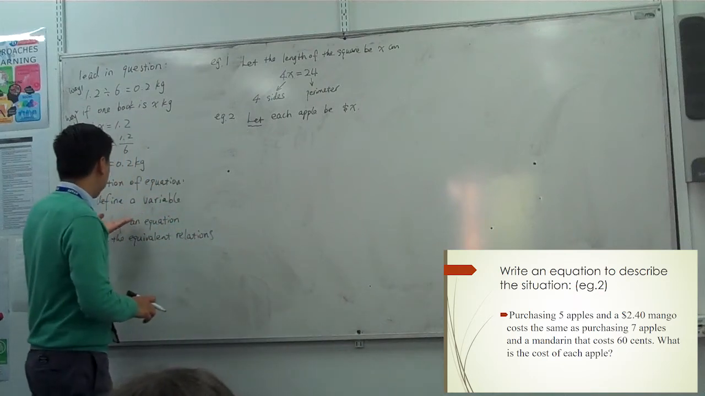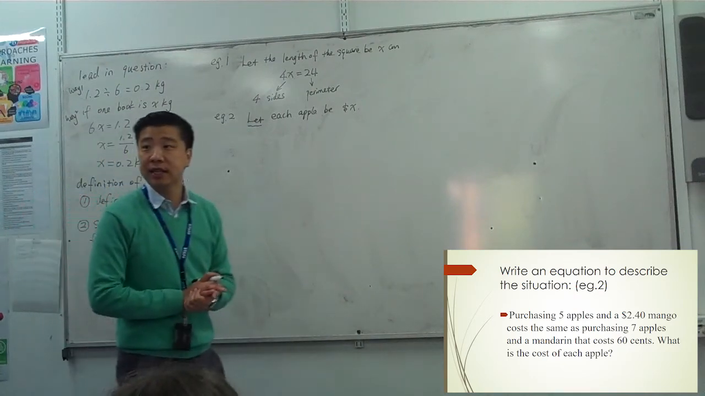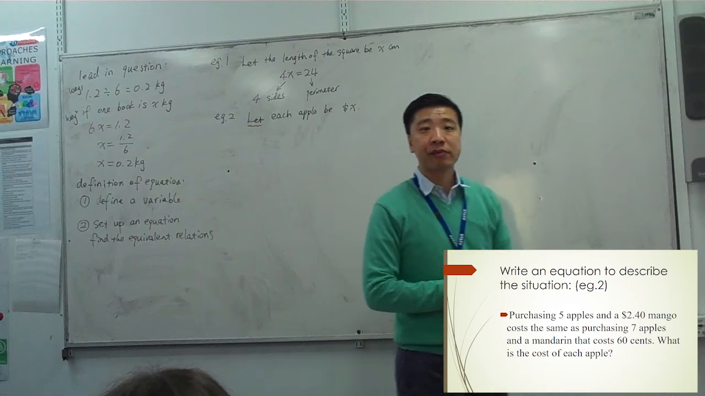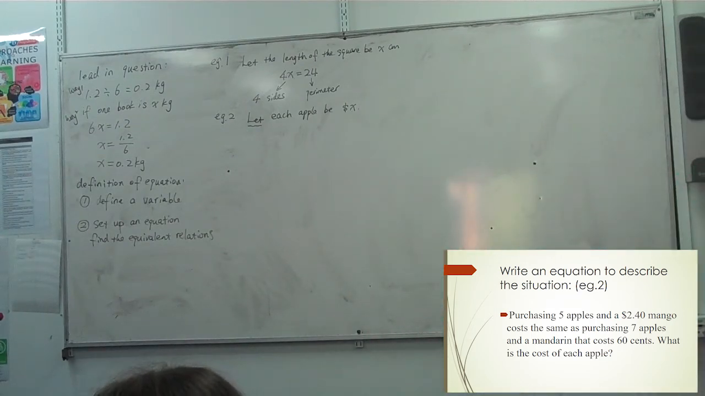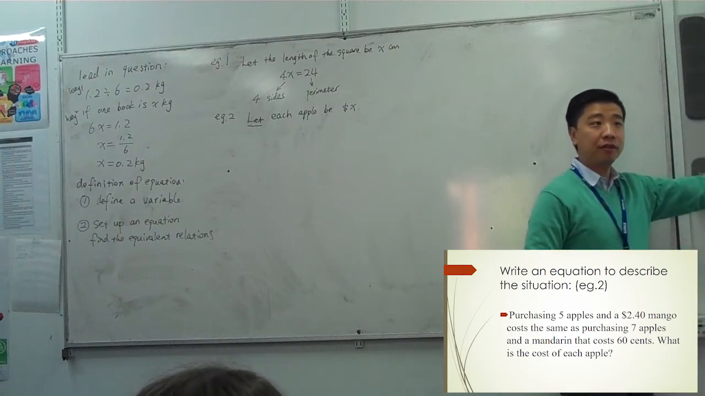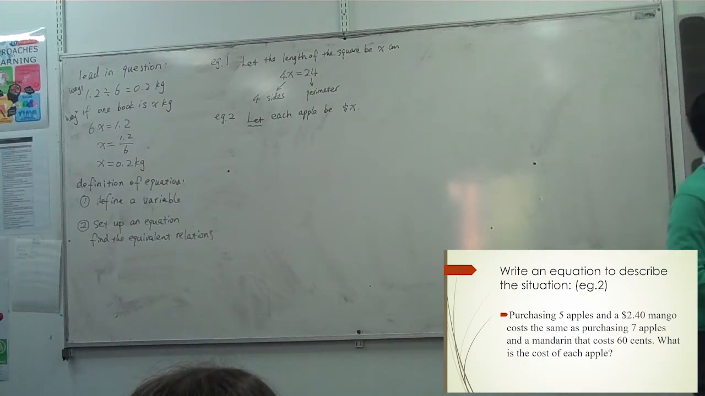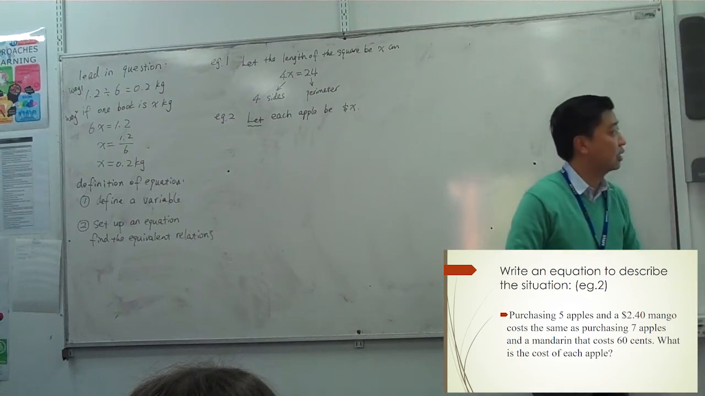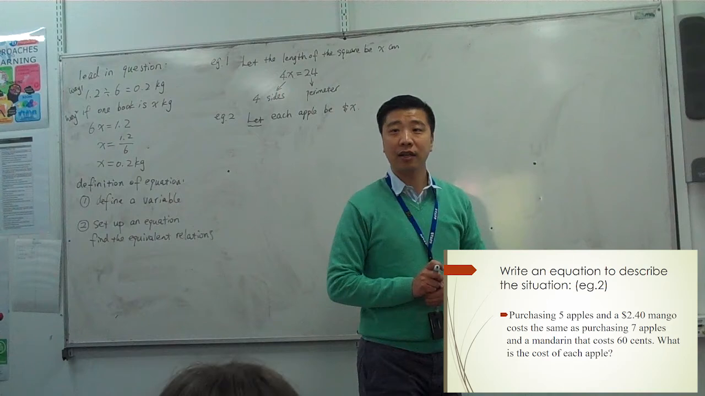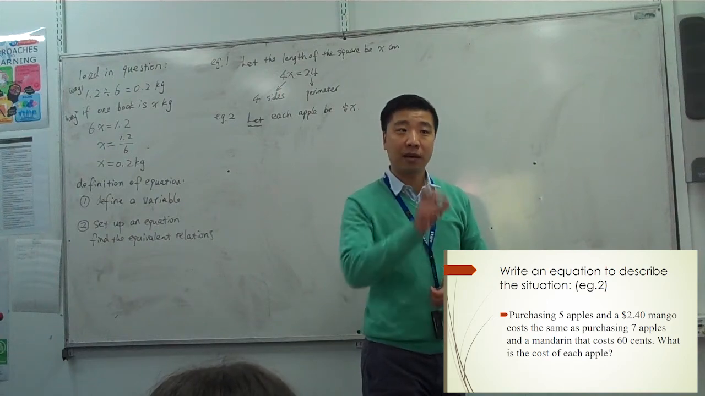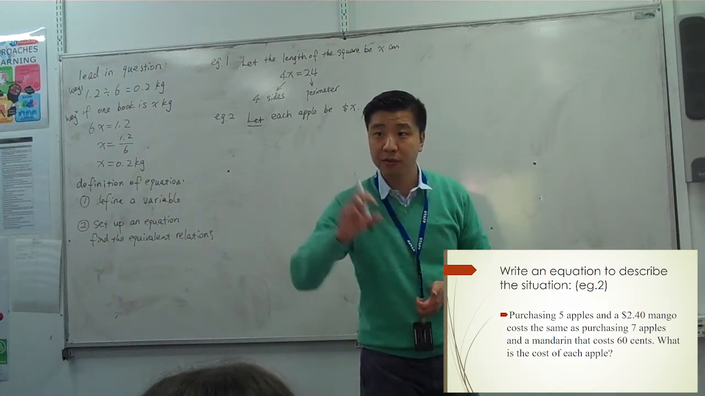Good. Now, what is the equation? How can I set up the equation? Following this description, purchasing 5 apples and a 2.4 mango costs the same as purchasing 7 apples and a mandarin costs 60 cents. Okay, how can I set up this according to the description?